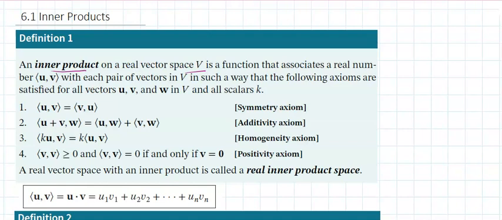6.1 talks about inner products. Now the inner product is nothing more than the dot product. So just keep that in mind. The notation is kind of awkward how they write it.